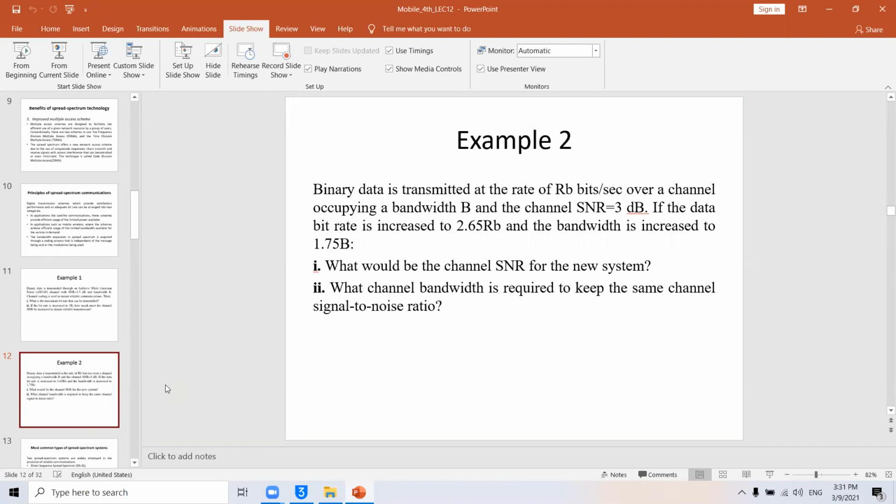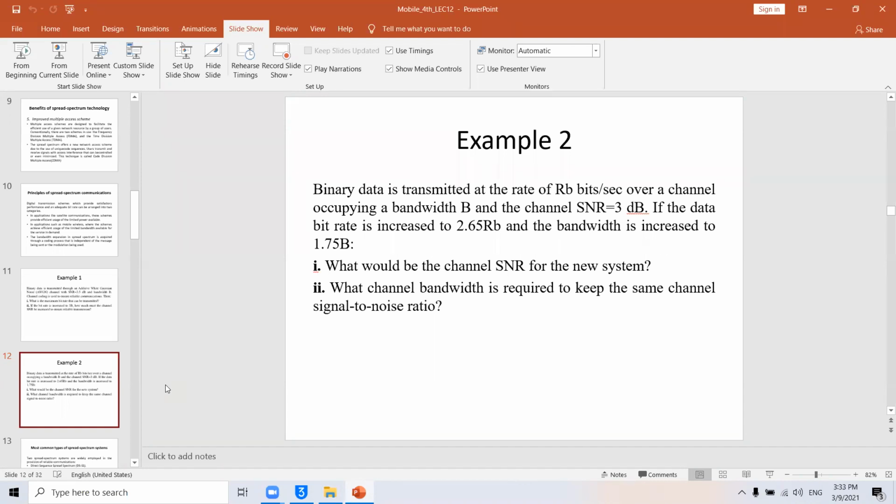Now, this time, the bandwidth is increased to 1.75 B. So here we have 1.75 B log of 1 plus SNR. We said that SNR in ratio is equal to 2. Now, for the next step, of course, page 2, don't forget. We can divide equation 1 over equation 2. If we divide equation 1 over equation 2, then we have the following formula: 1 over 2.65 equals B over B dash.